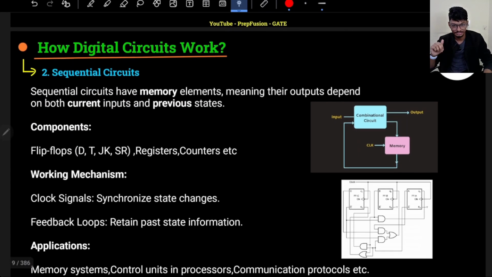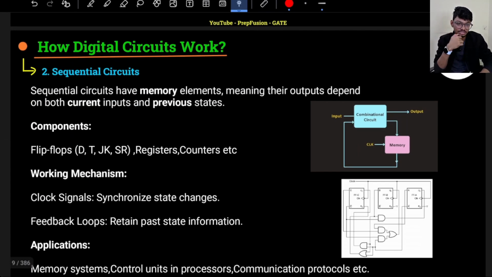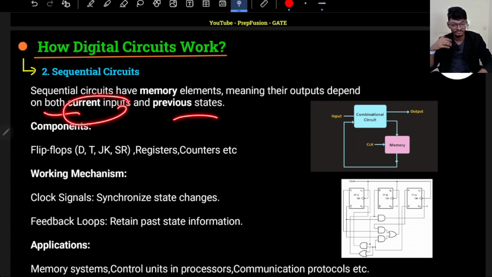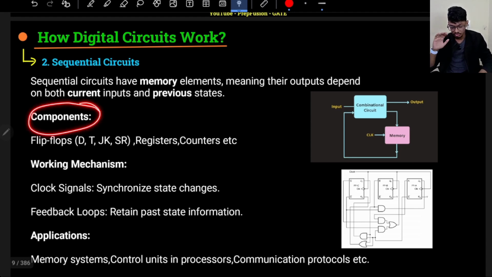In sequential circuits, we can store information as well. Sequential circuits have memory elements, so this comes to the RTL level of abstraction, meaning the desired outputs depend on both the current inputs and previous states. Because it has memory elements, it can store the previous states, and obviously the current input will be given from the input itself, so the output will depend on the current input and the previous inputs.